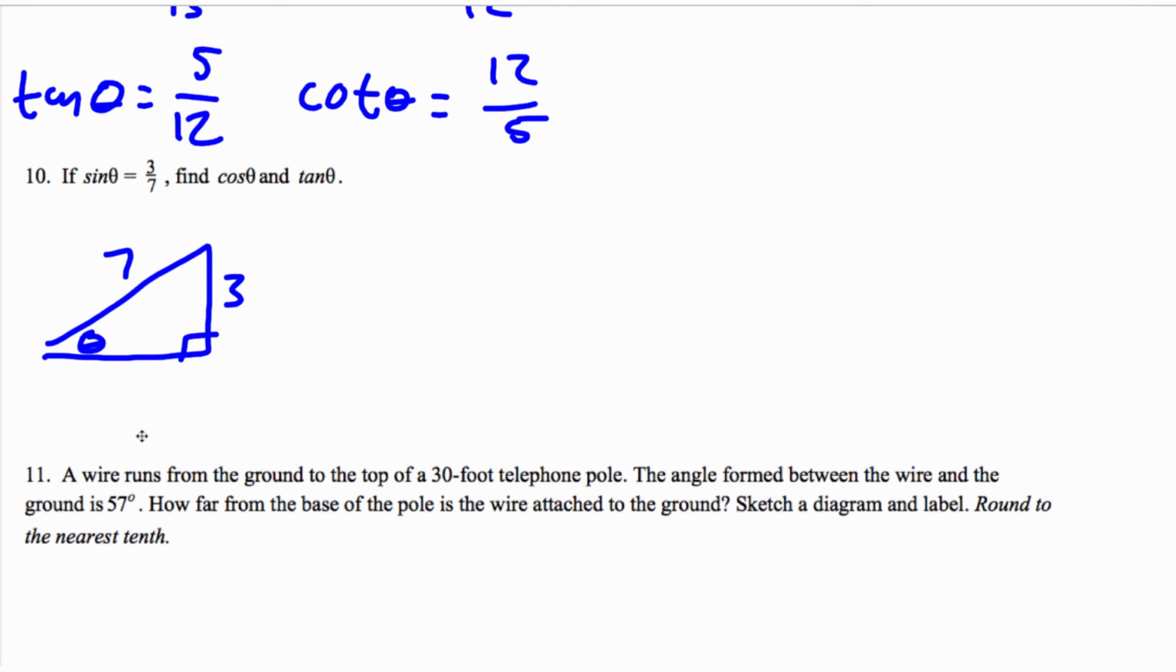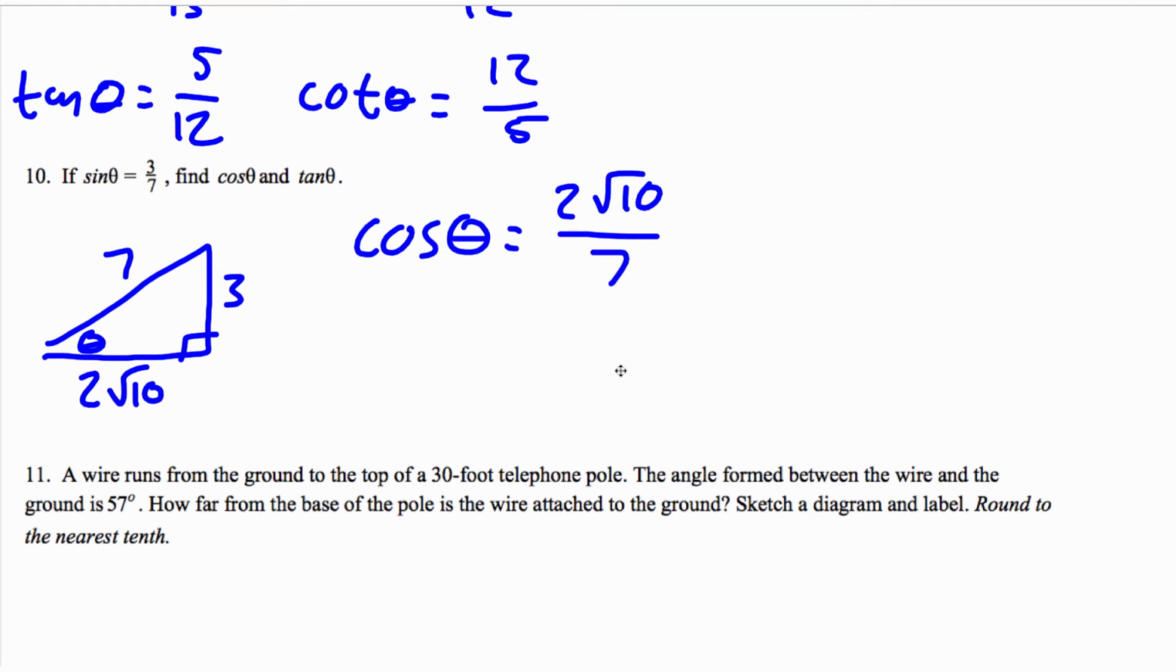Now, if we use the Pythagorean Theorem to find our missing side, it ends up being 2 root 10 once we simplify down that radical. So now if we're looking at doing the cosine of angle theta, cosine is the adjacent side, so that's 2 root 10 over the hypotenuse of 7. For the tangent of theta, tangent is opposite over adjacent, so we get 3 over 2 root 10, but we can't leave that root 10 on the bottom of our fraction.